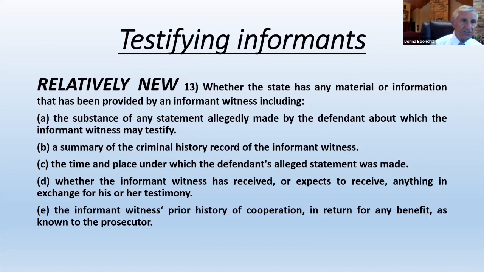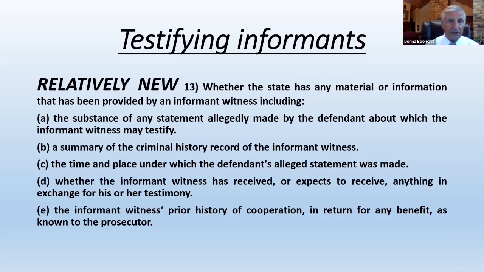And this is what it says. In A, the substance of any statement allegedly made by the defendant about which the informant witness may testify. B, a summary of the criminal history record of the informant witness. C, the time and place under which the defendant's alleged statement was made. Was it done in the jail? Was it made on the phone? The circumstances have to be disclosed.